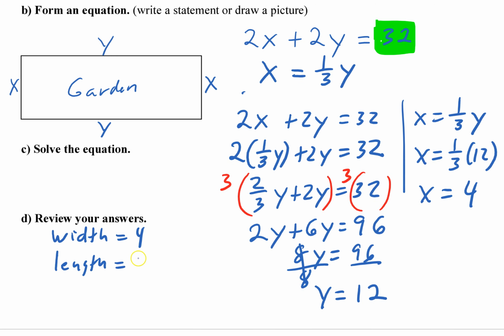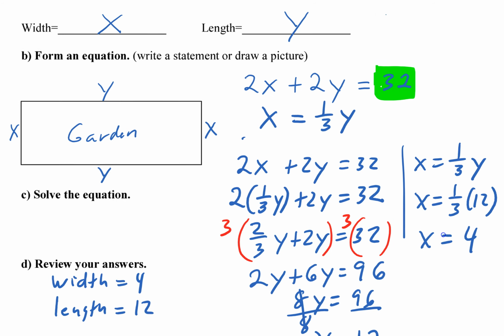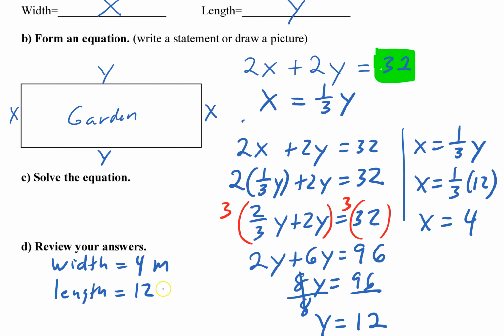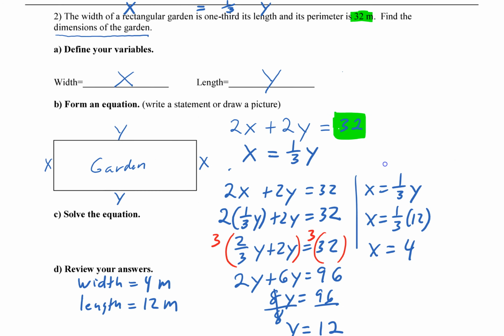We really should assign some units here. So if you look at our perimeter is in meters. So this would be 4 meters and 12 meters. All right. Next is to review. So it says the width of a rectangular garden is 1/3 its length. Is our width 1/3 of 12? Yes. Perimeter is 32. So let's check that.